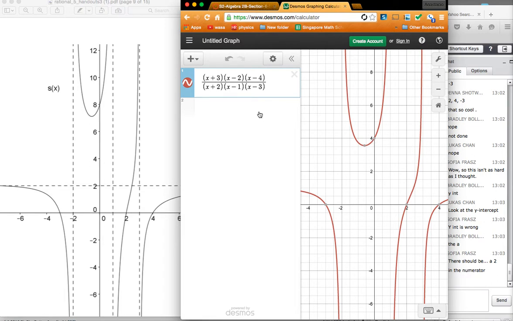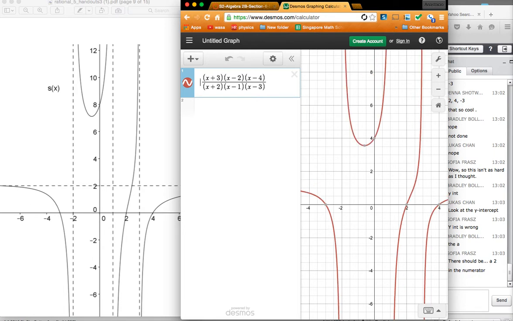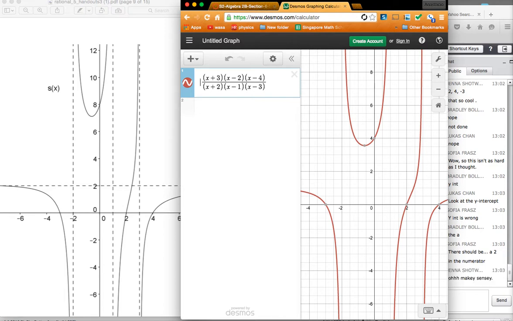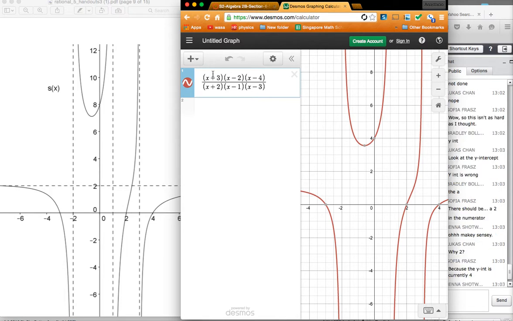So Sophia is suggesting there should be a 2 out in front. And this 2 acts just like the A of the parabolas that we did with the gummy bear thing, right? If A is a big number, then it stretches the gummy bear. If A is a small number, then it compresses the gummy bear. If A is negative, it flips it upside down. And Lucas is asking why the number 2. Sophia, why don't you explain it?